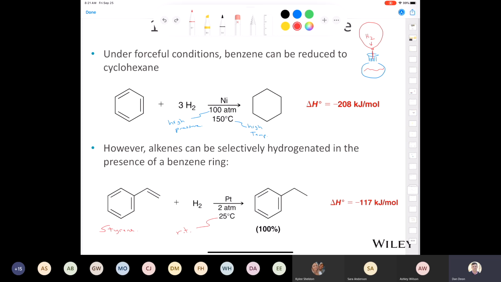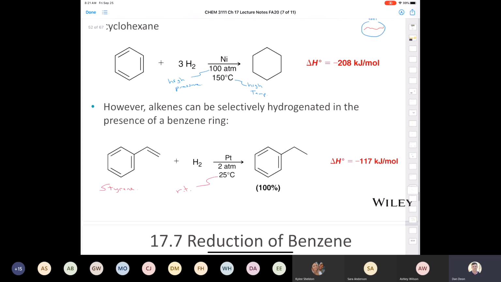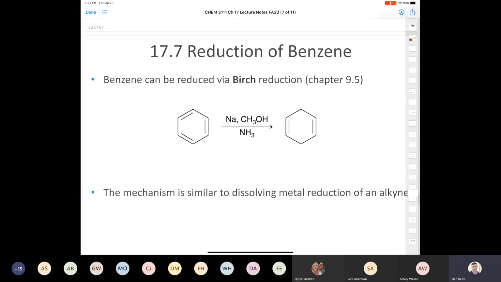Anyhow, so that's a pretty useful reaction, and that would be something that would be useful to an organic chemist. But there's another reduction that we can do, and that's called the Birch reduction. It's a really old reaction. It's named after a chemist named Arthur Birch, who invented this.